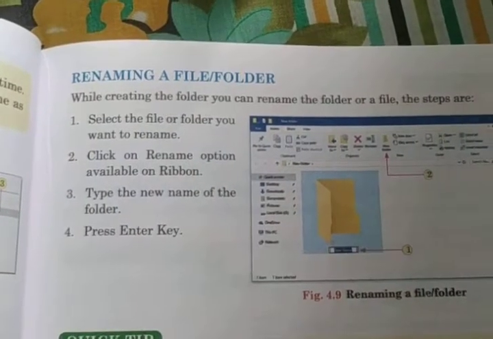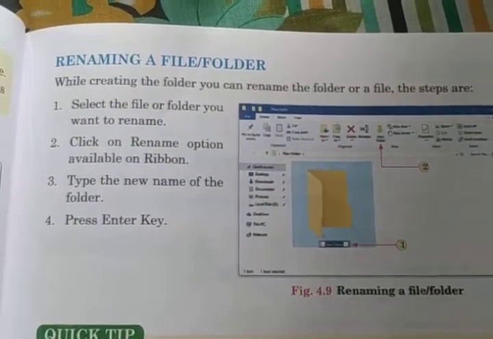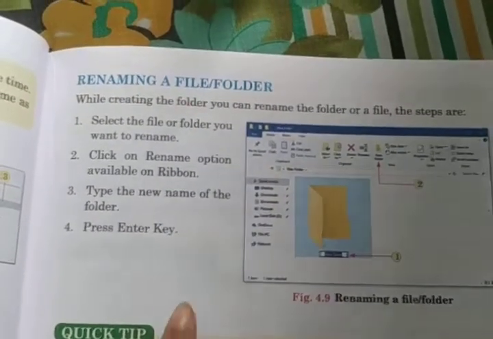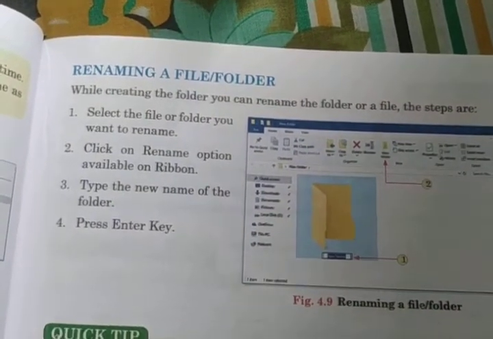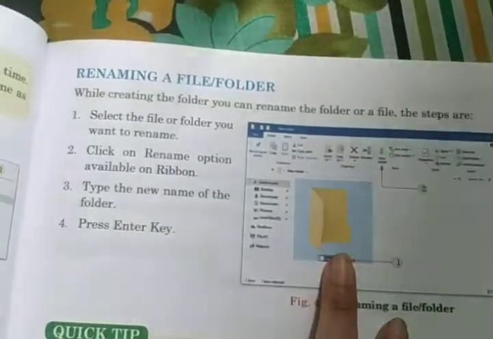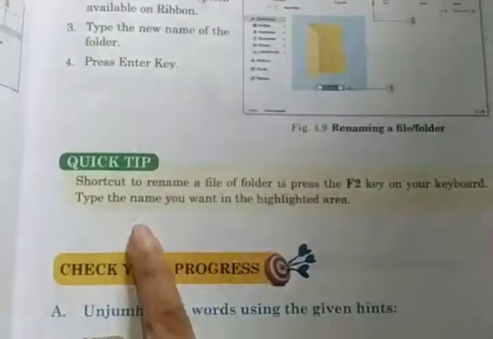Renaming a file or a folder. So while you are creating a folder, you can also rename it. Okay, like suppose आपने एक नाम दे दिया पर आपको नाम change करना है, so you select the file or folder. Okay, then there is the rename option. Okay, in the ribbon option you will find that there is rename. Okay, so you will click on that and then you will type the new name of the folder and then press enter key.